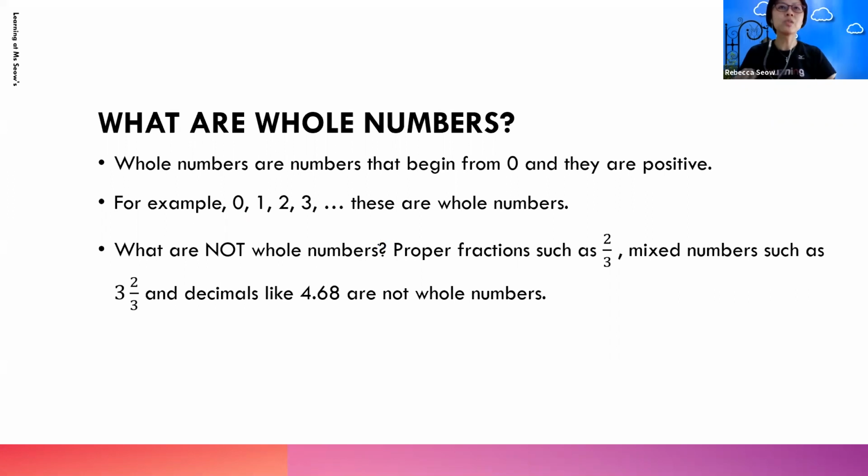So what are not whole numbers? Proper fractions, such as 2/3, 4/5, 1/6. These are not whole numbers. Mixed numbers, such as 3 wholes, 2 out of 3, and even decimals, such as 4.68. These are not whole numbers.